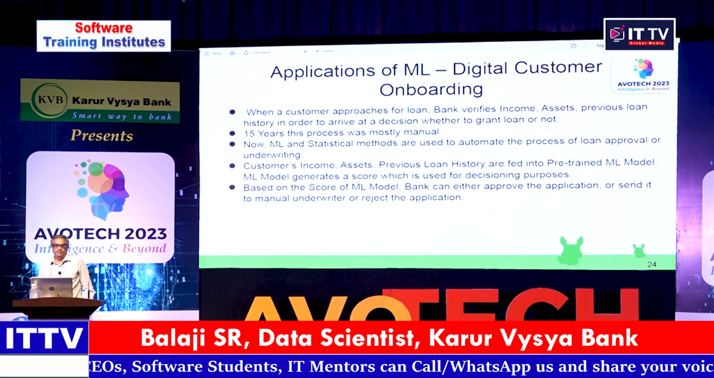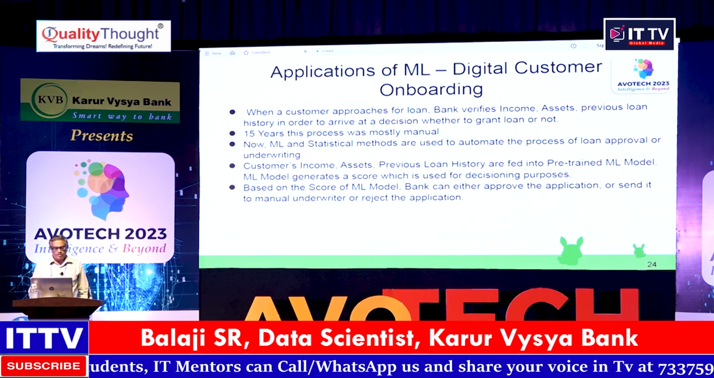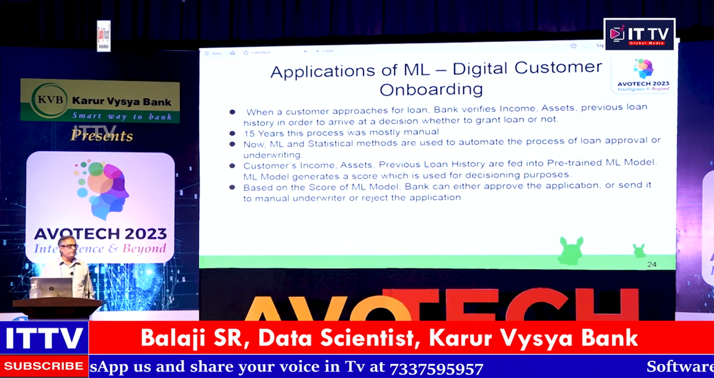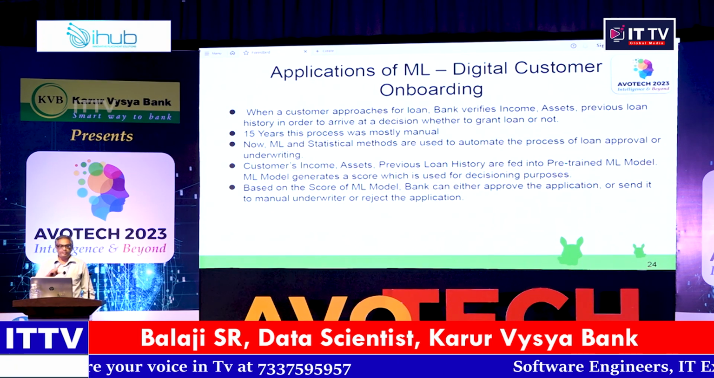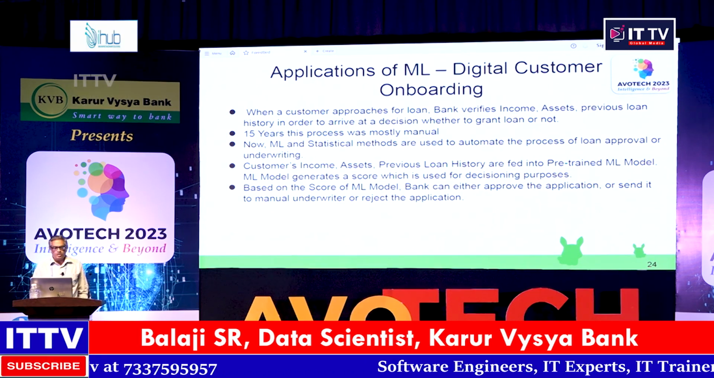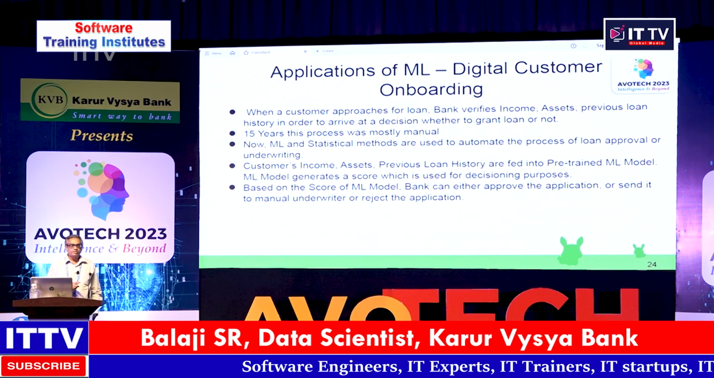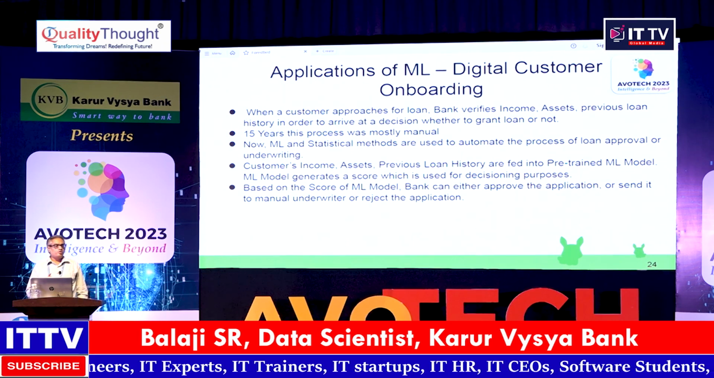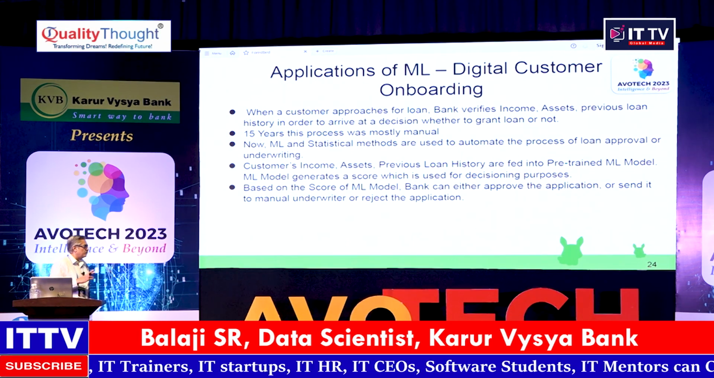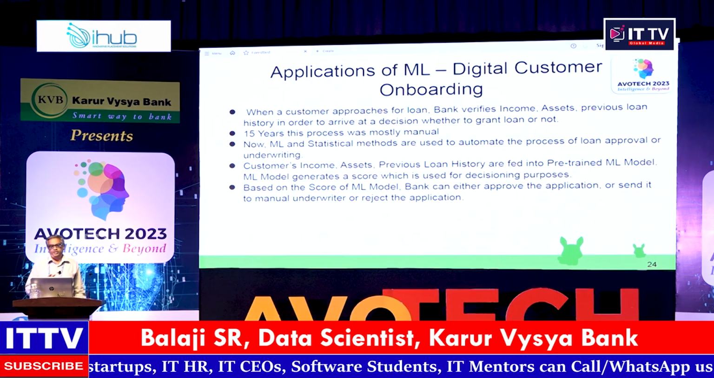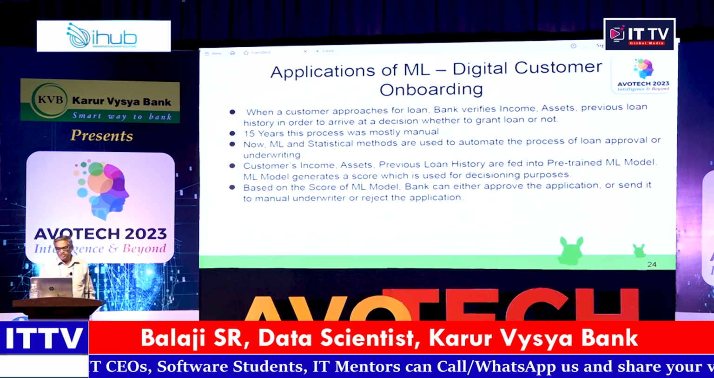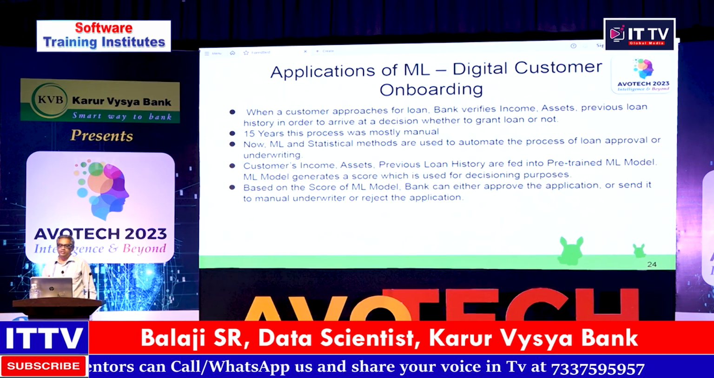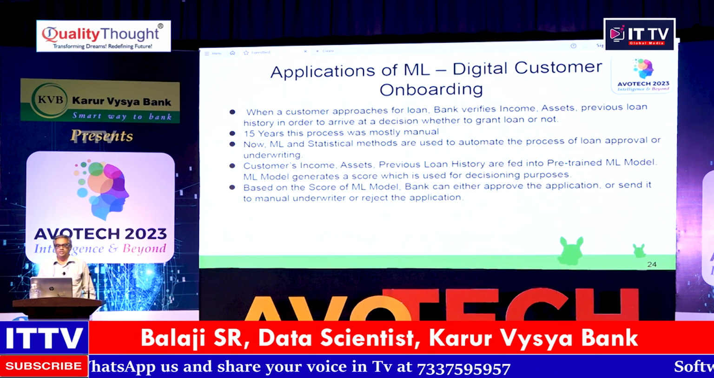How do we find that? A lot of information will be available, like income, assets, previous loan history, and then we train a model on that. We can use any model like Logistic Regression, random forest, and each model will generate a score. Based on the score, we can have a different methodology. We can either approve the application or reject it.